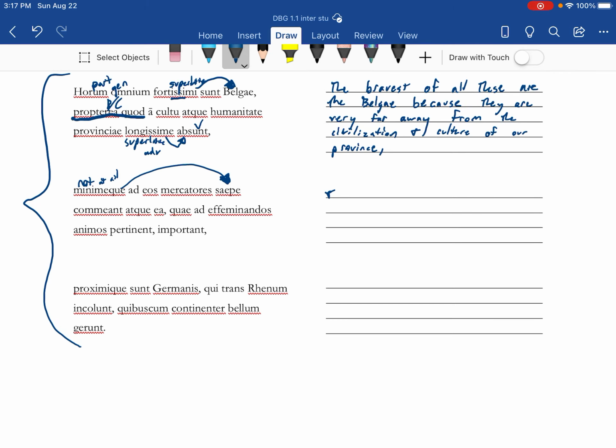Alright, and the merchants. Minime saepe, do not at all often... comeant ad eos. All right, resort to them.